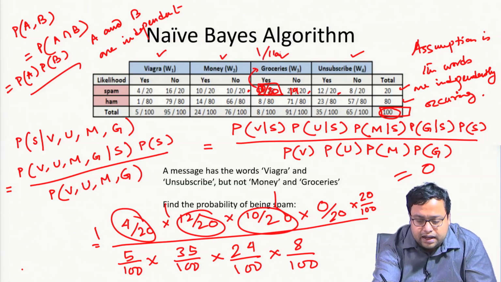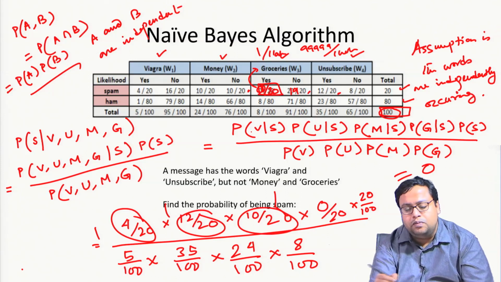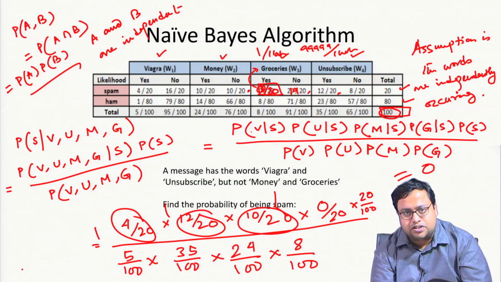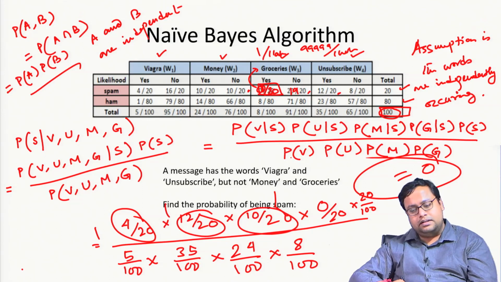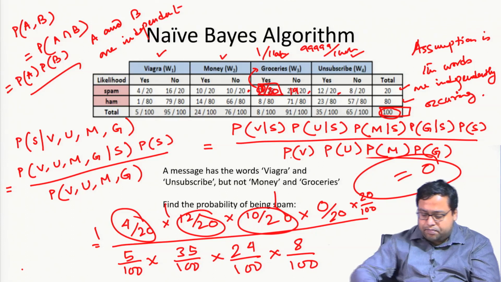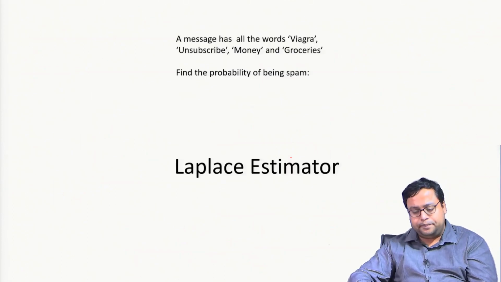1 by 1 lakh, and here 99999 by 1 lakh. Will that change the whole picture? Not a lot, it will not change, but it will save me from this 0 problem. So, that is what we try to do. We call it a Laplace estimator, and we put a very small value for this.